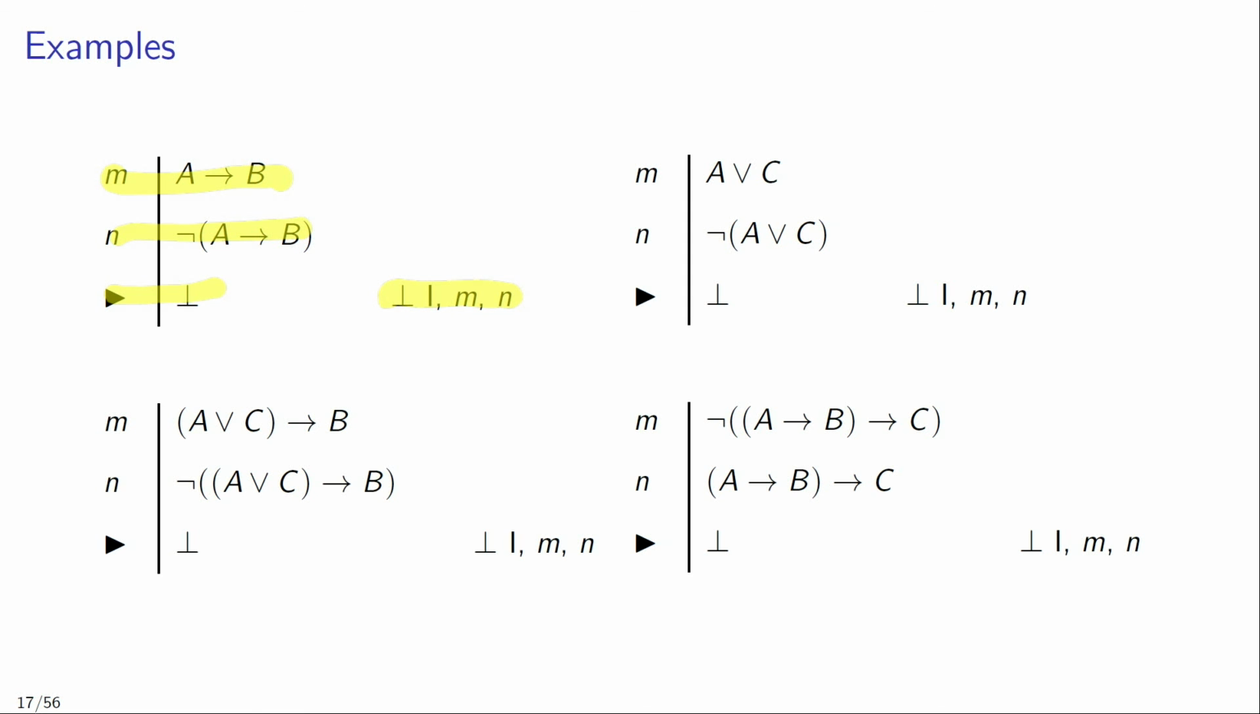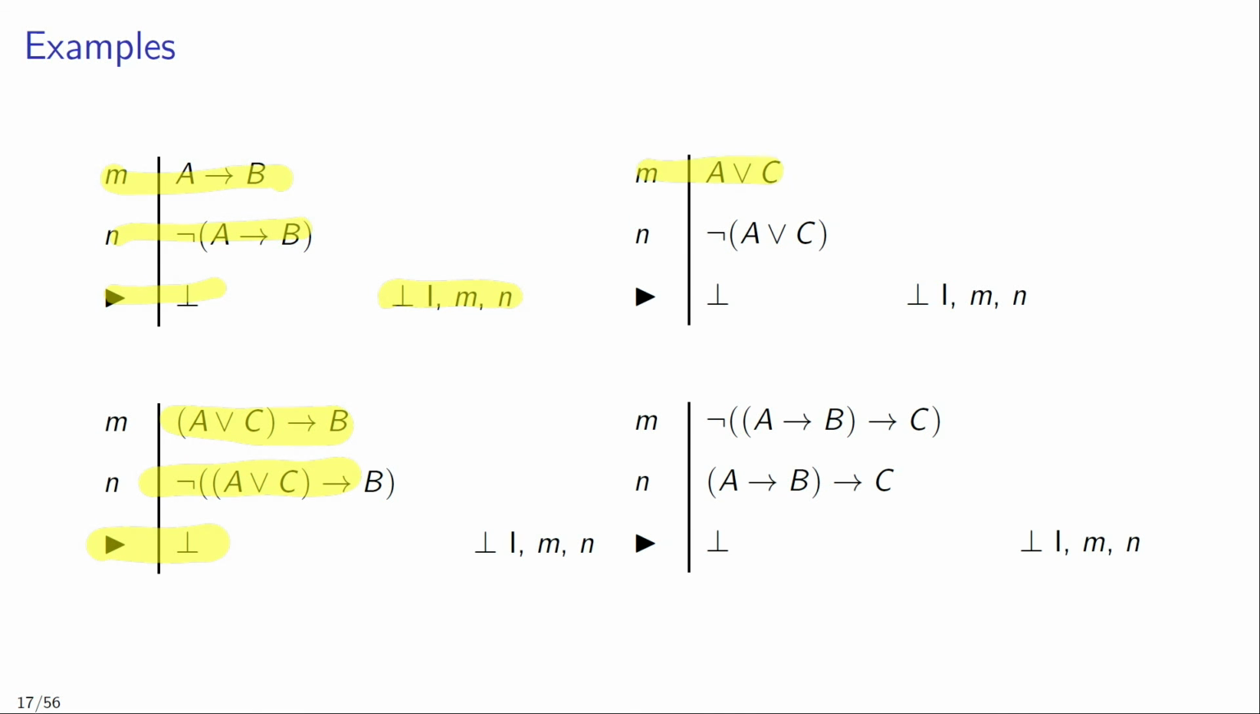Or suppose that in line M you have the sentence if A or C then B, and in line N you have the negation of this sentence. It's not the case that if A or C then B. Again, you can infer bottom. And so on and so forth.